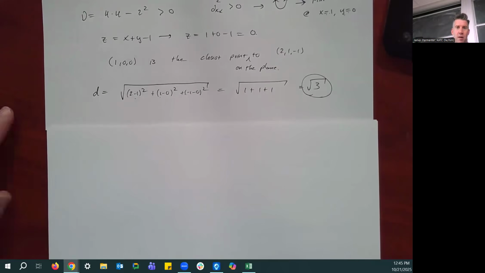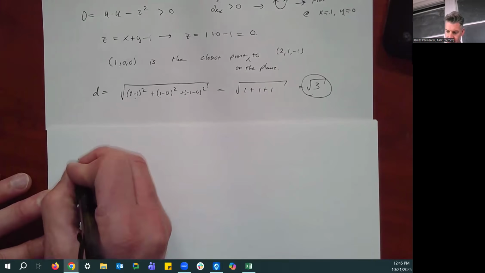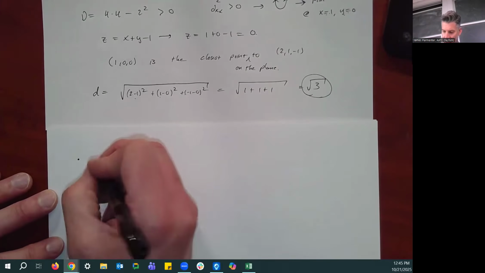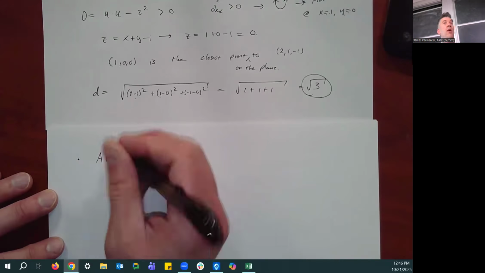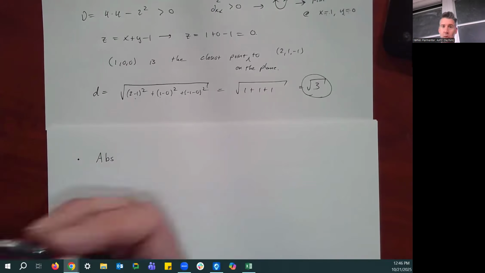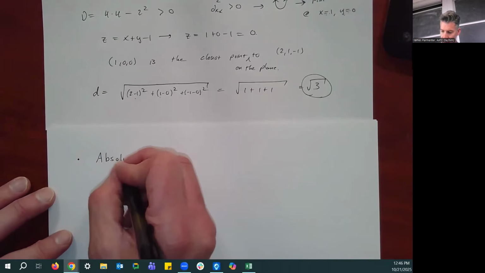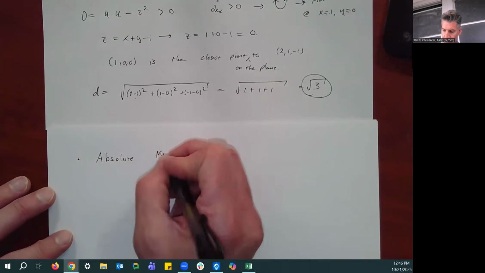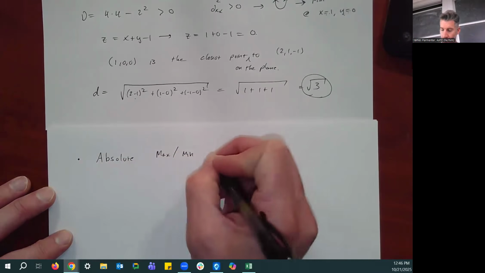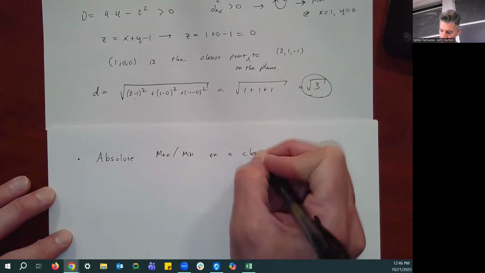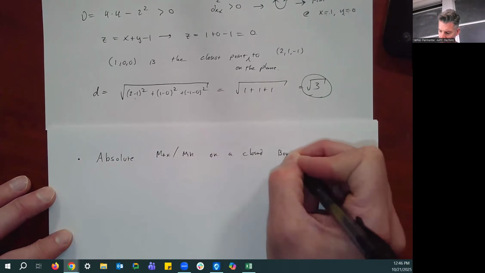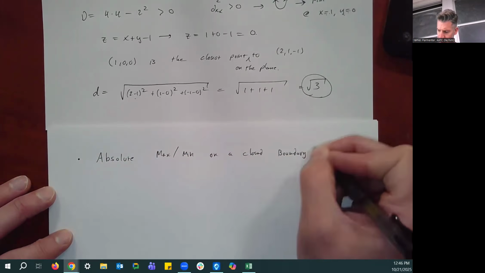How do I want to say this? I always feel like I'm bad at describing this. So let's say, here's the idea. This is absolute, not relative or local, but absolute, also called global, maximums and minimums on a closed boundary. Closed boundary, closed region.